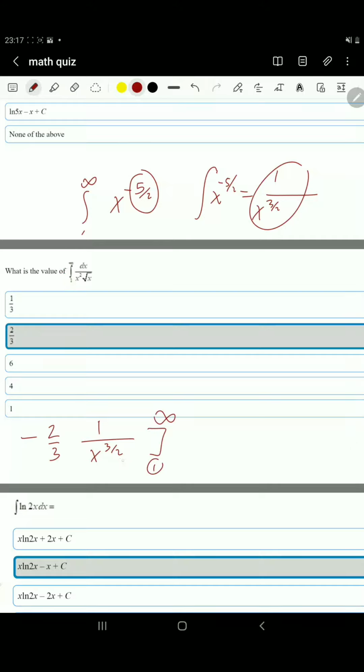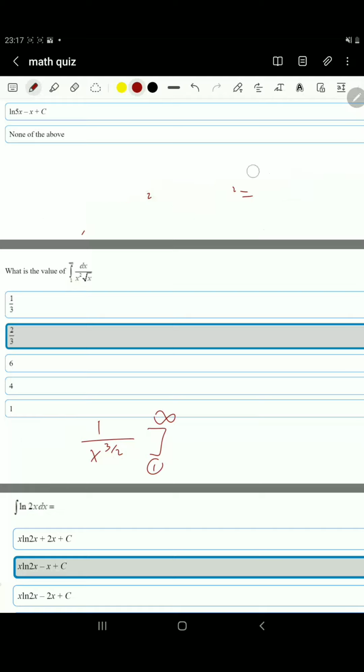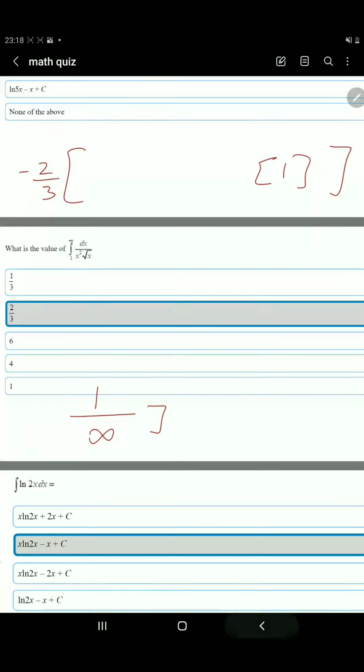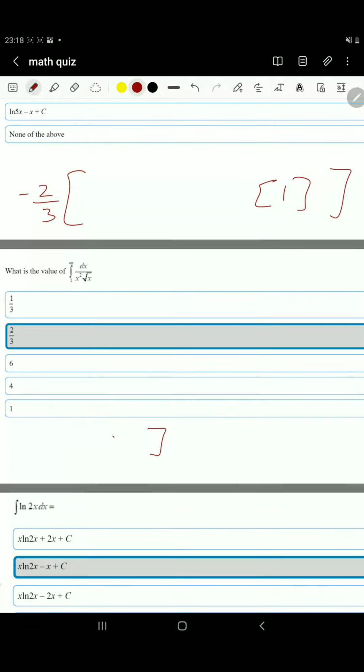That's a constant, so we're going to put it outside. You have minus 2/3. Okay. Bottom limit, you put 1. 1 to that power is 1, so 1 over 1 is 1. So bottom limit is 1. Okay. You put infinity, you get infinity to some power, so infinity. 1 over infinity is 0. So the upper limit is 0. 0 minus 1 is minus 1. Minus 1 multiplied by minus 2 over 3 is just 2 over 3. That's the answer. So that's done as well.